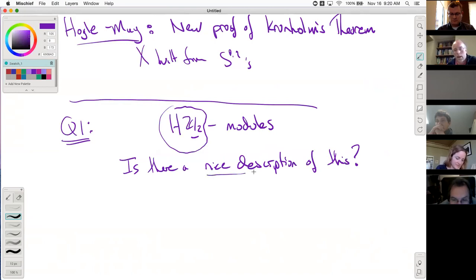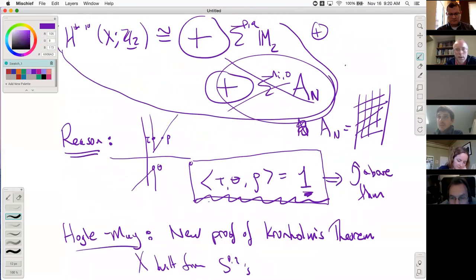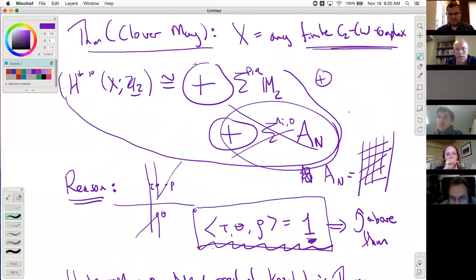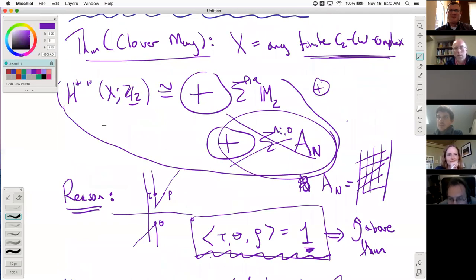So what do I mean by a nice description? Well, one possible way to go is to write down generators, basic generators, and the maps between them. The Clover-May theorem that I mentioned before, I always have to remind myself to say Clover-May, because if I just say May, you're going to think of a different May. But this theorem is somehow the beginning stage of something, right? It's probably saying that any HZ2 module splits as free HZ2 modules and these kinds of HZ2 modules.